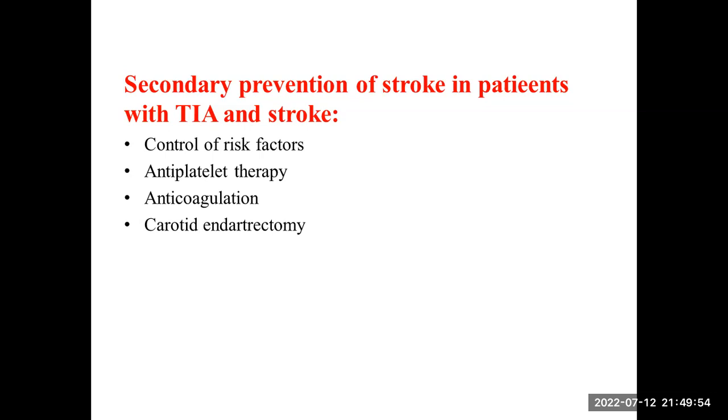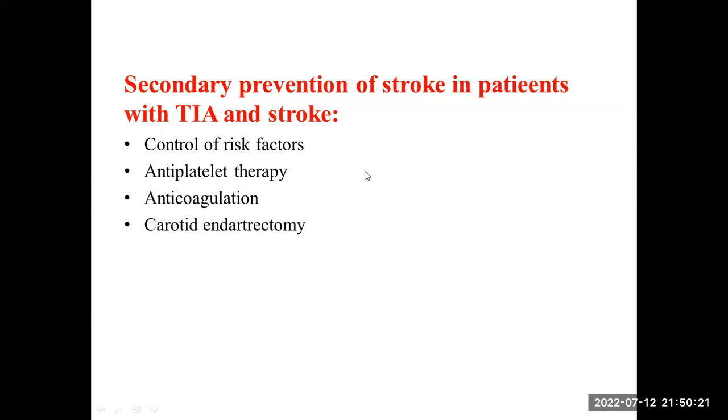So for long-term treatment, we always use one antiplatelet drug. But in the acute setting, we can either use aspirin 300 milligrams for 2 weeks, or we can consider a combination of aspirin and clopidogrel for 21 days if the patient with TIA has an ABCD score of 4 or more, or the patient has a minor stroke according to the NIH stroke scale. So that's all about antiplatelet therapy as part of the secondary prevention of stroke.